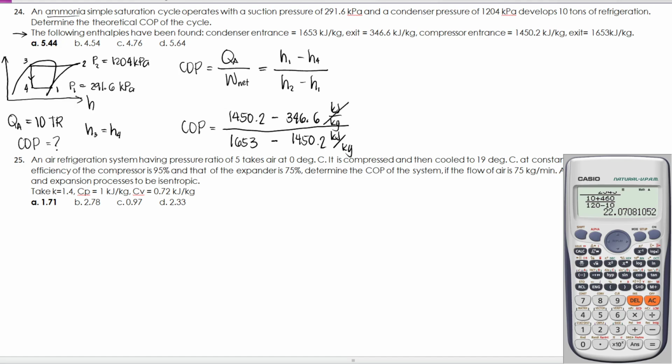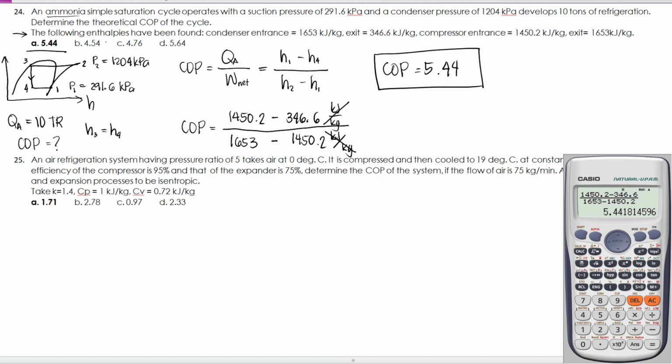Tandaan that COP is a dimensionless parameter. So, dapat walang unit na matitira for this parameter. So, calculate natin. Okay. So, 1450.2 minus 346.6 over 1653 minus 1450.2. Ayun, that is 5.44, which is tama naman mula din sa letter na binigay sa inyo, that is letter A.